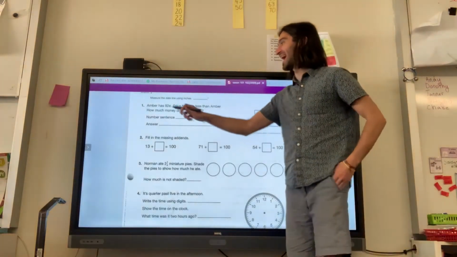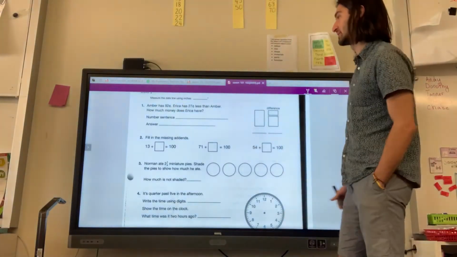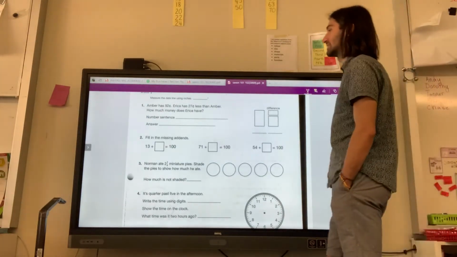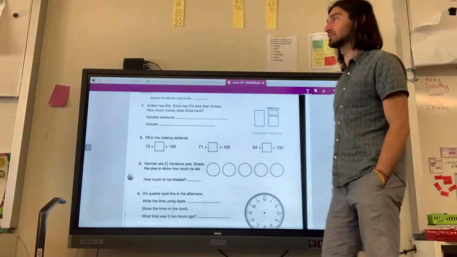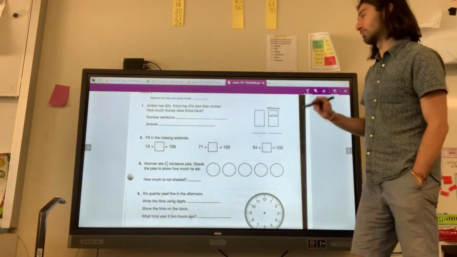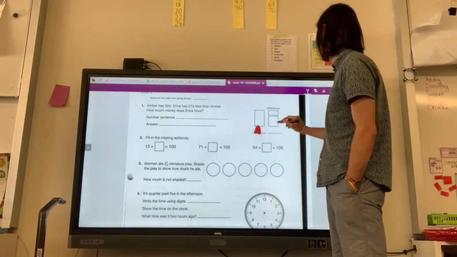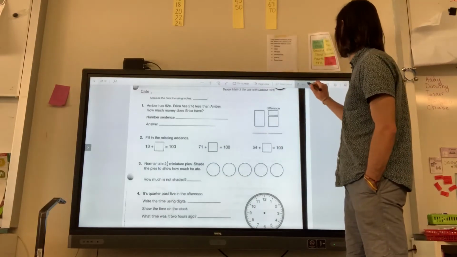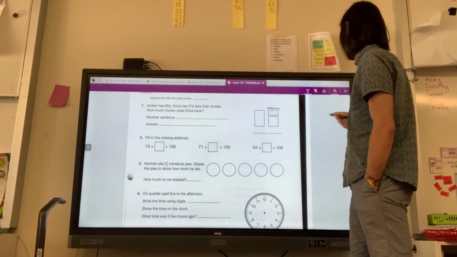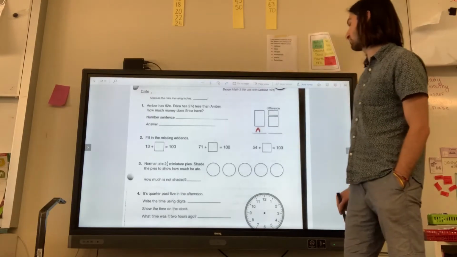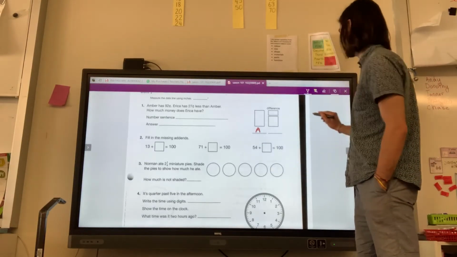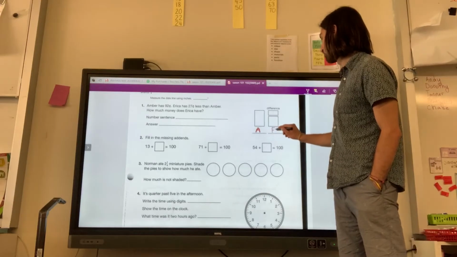Okay, question 1. Amber has 92 cents. Erica has 21 cents less than Amber. How much money does Erica have? Okay, Amber has 92 cents. So who has more, Amber or Erica? Amber, good. So we're gonna put an A for, oh, that is a big A. Let's shrink this size down. That's a lot better. A for Amber. Actually, let's make it even a bit smaller. A for Amber and E for Erica.